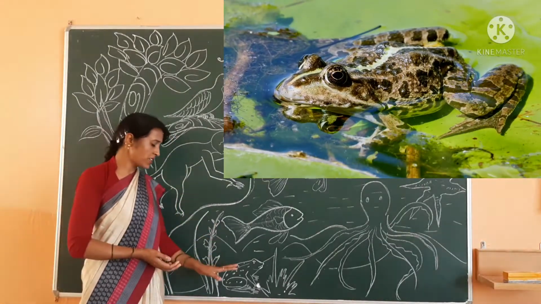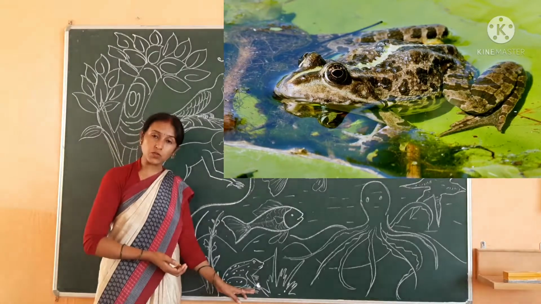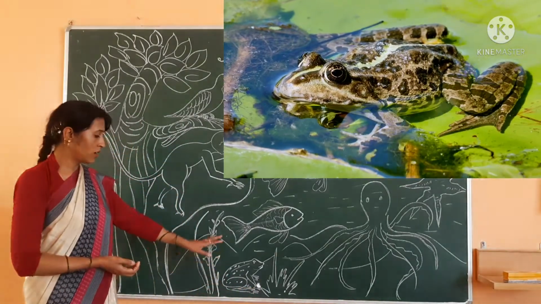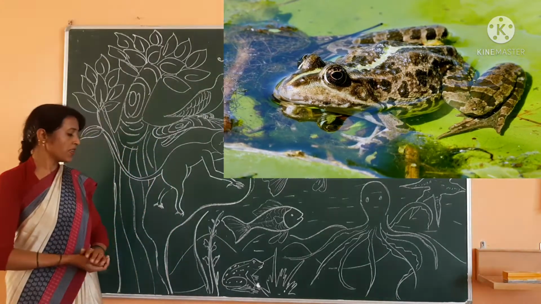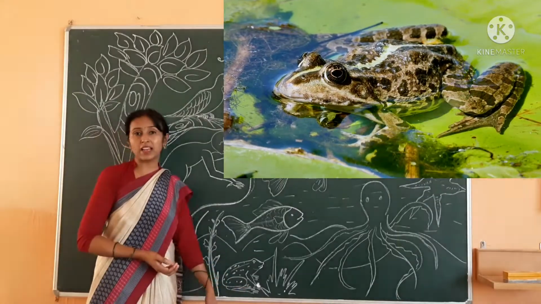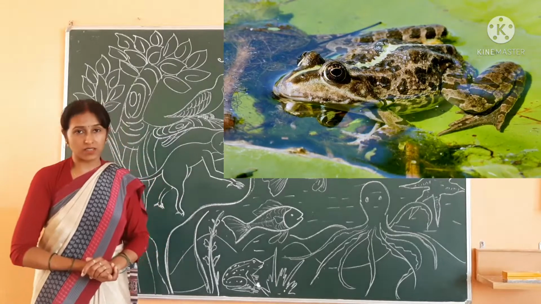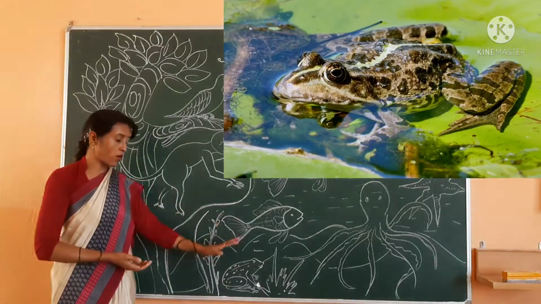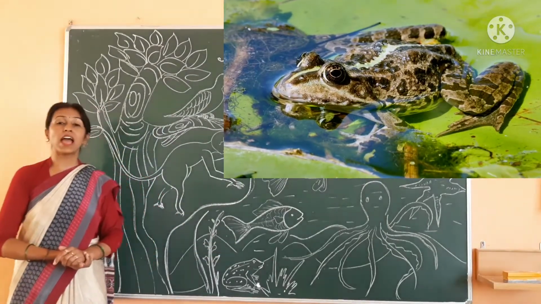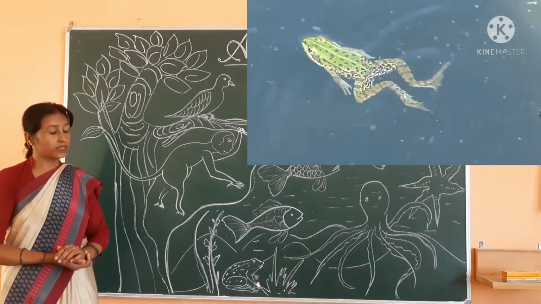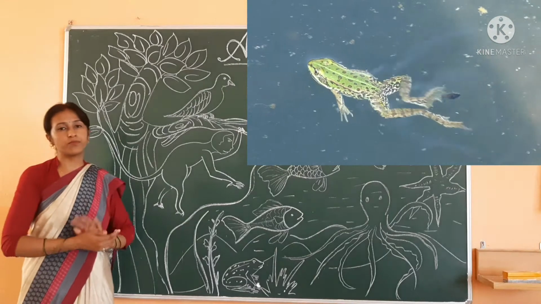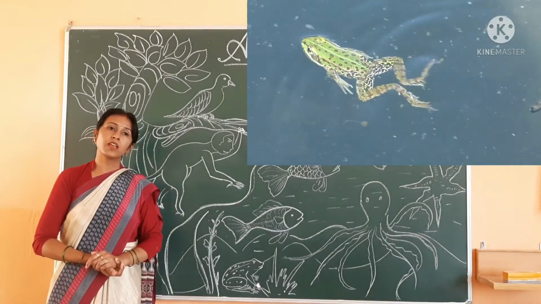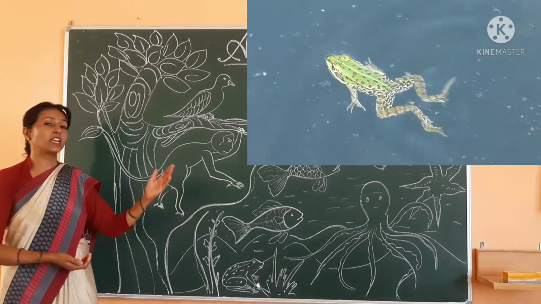The first one is they have webbed feet to swim. They have moist skin as well as lungs, and they have strong back legs so that they jump easily. So these are the three adaptations of those animals found on land as well as in water, and they are known as amphibians.